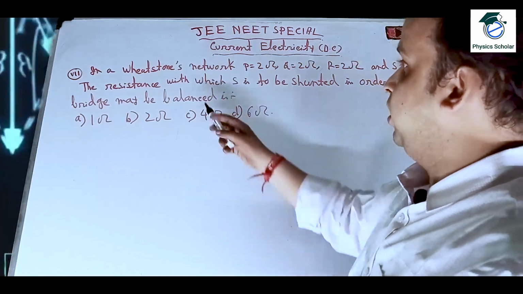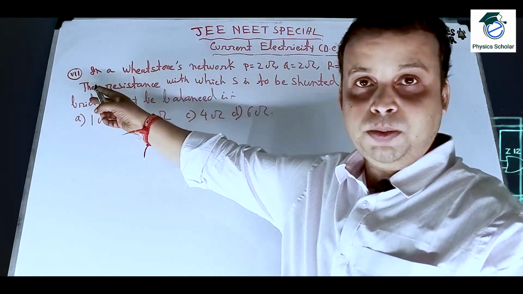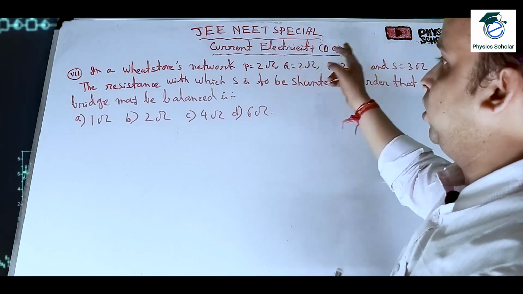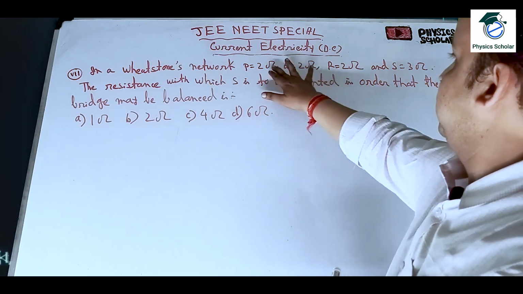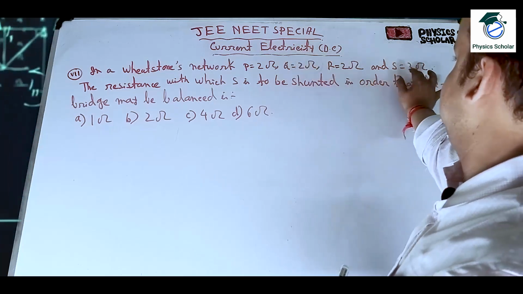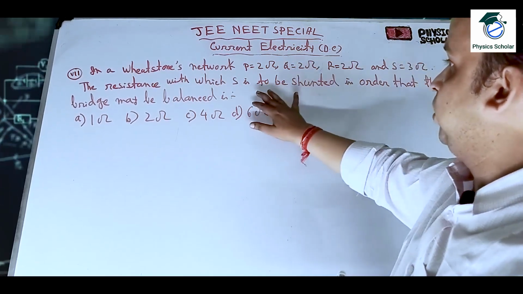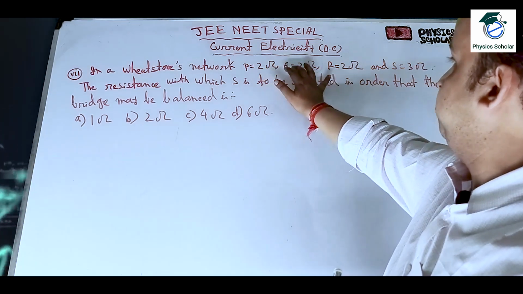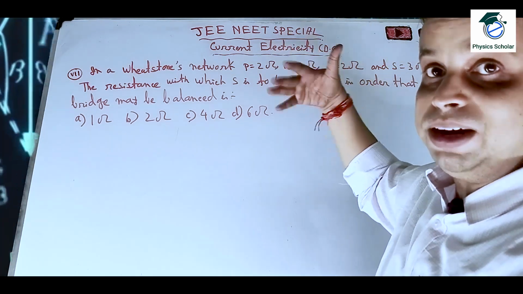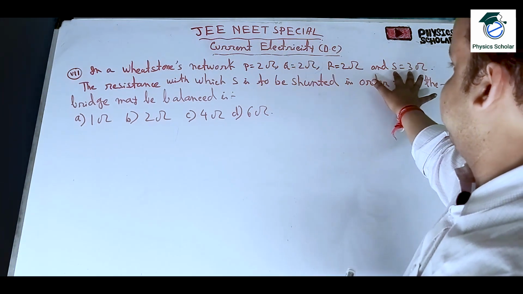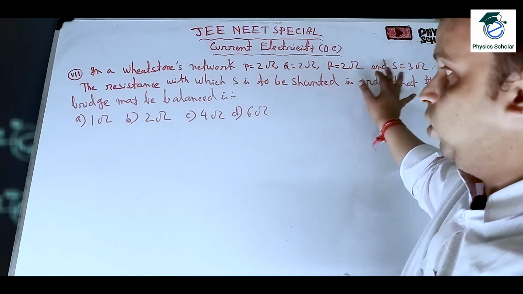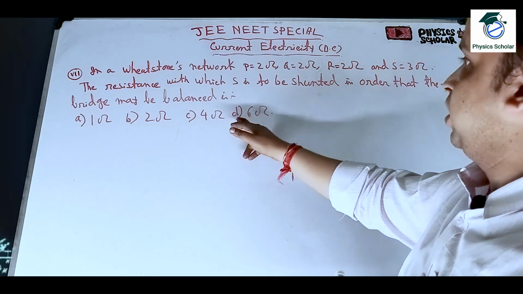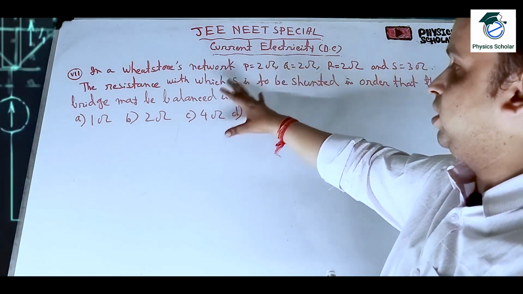Okay students, so here is our problem number 7. In a Wheatstone network, P, Q, R, S values are given. P, Q, R values are the same, and the S value is different. Now the bridge needs to be in balance condition. That means the ratio P by Q should be equal to R by S in the balance condition. So an extra resistance should be shunted with S. We have to find out the value of that extra resistance so that the bridge will be in balance condition.